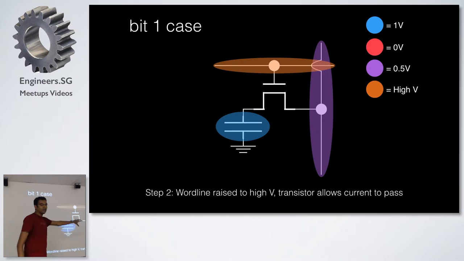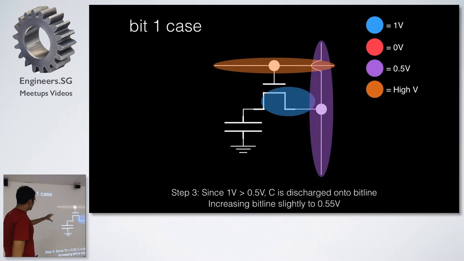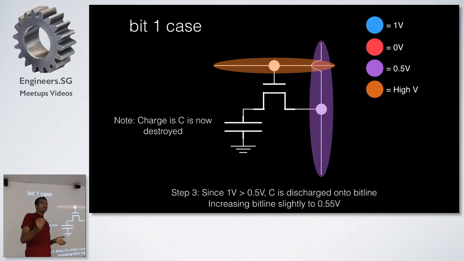And what happens is, since 1 volt is higher than 0.5 volts, the capacitor discharges itself. And the potential difference in the bit line increases very slightly. It goes from 0.5 to, for example, 0.55 because of the tiny charge that the capacitor just discharged. Note here that by reading it, we actually destroyed that capacitor's data because we had to extract the data from the capacitor. So every time you read, we actually destroy.